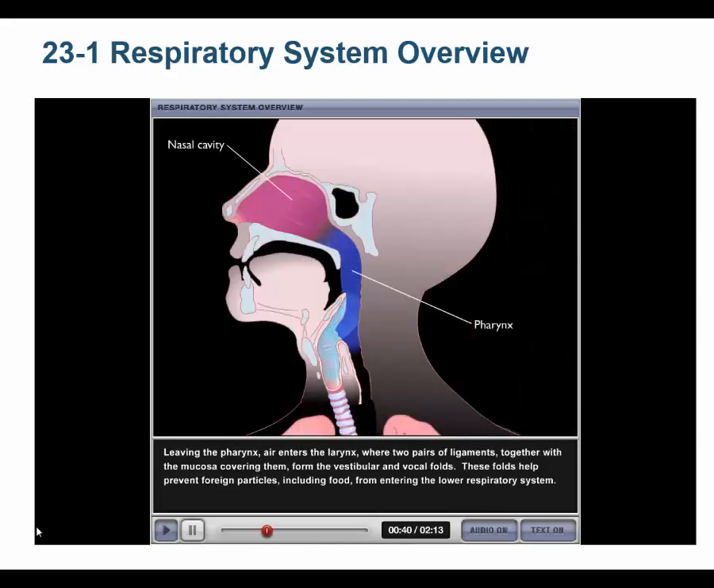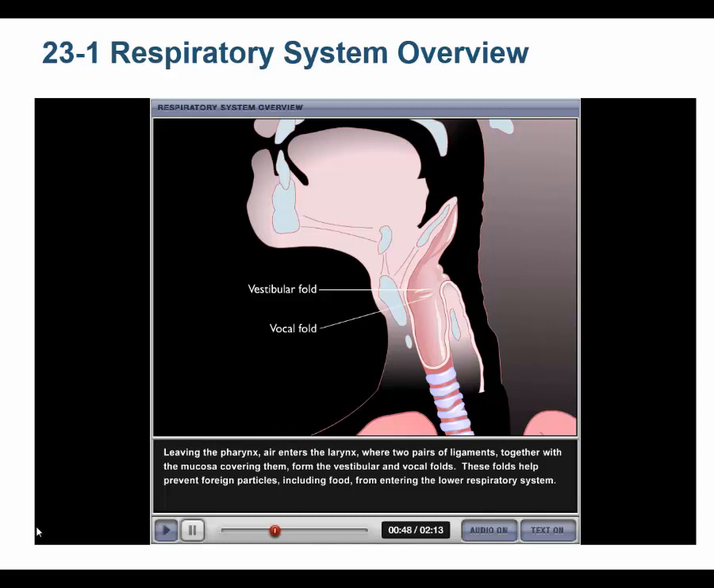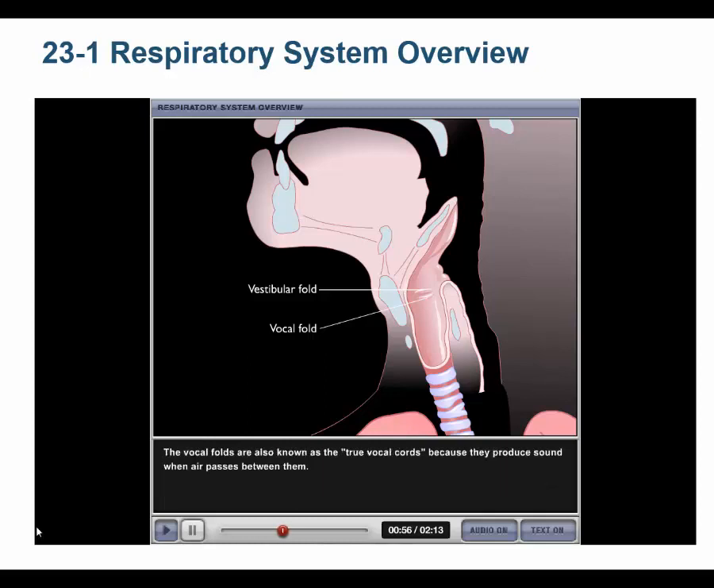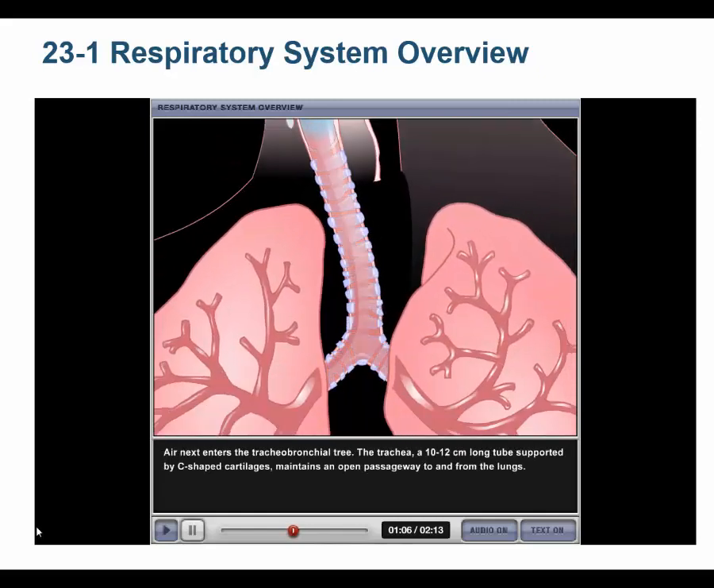Leaving the pharynx, air enters the larynx where 2 pairs of ligaments, together with the mucosa covering them, form the vestibular and vocal folds. These folds help prevent foreign particles, including food, from entering the lower respiratory system. The vocal folds are also known as the true vocal cords because they produce sound when air passes between them. Air next enters the tracheobronchial tree. The trachea, a 10 to 12 centimeter long tube supported by C-shaped cartilages, maintains an open passageway to and from the lungs.